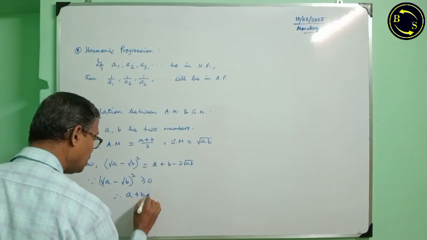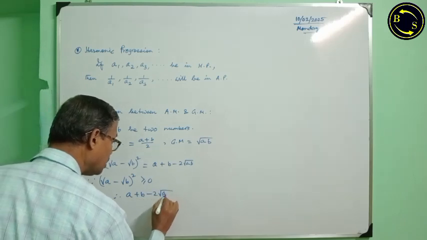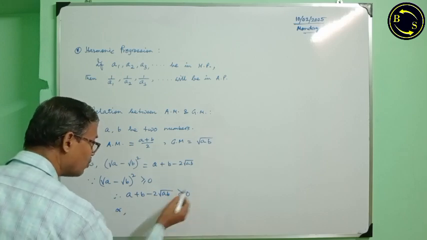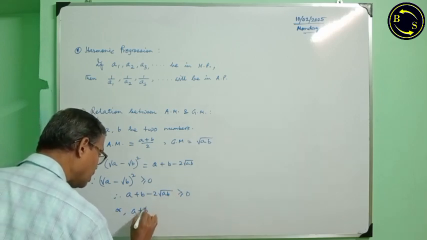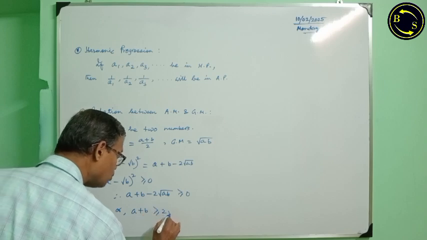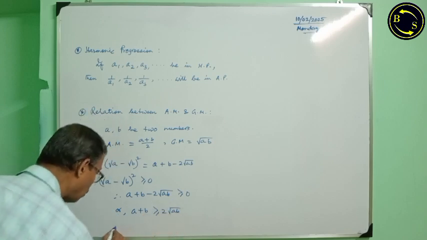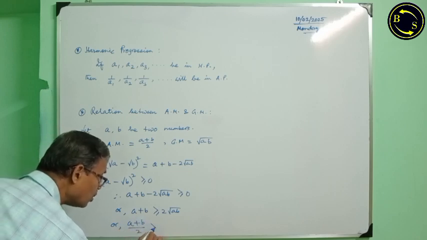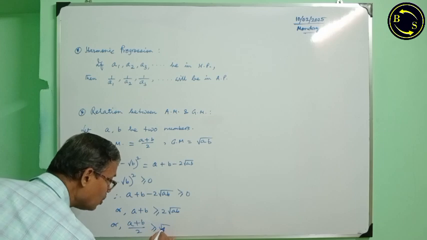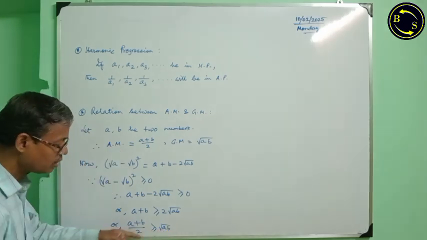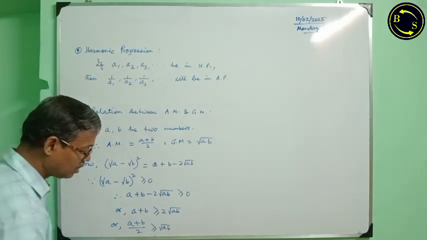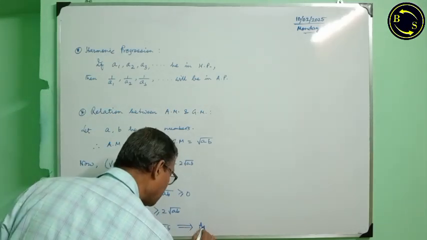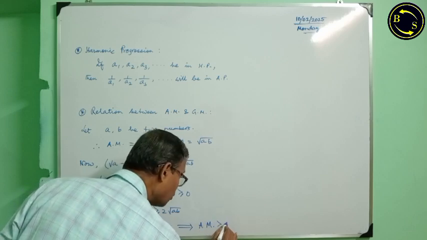A plus B minus 2 root AB is greater than or equal to 0, or I take it on the right: A plus B is greater than or equal to 2 root AB, or (A plus B) by 2 is greater than or equal to root AB, and this is AP and this is GP. From this, arithmetic mean AM is greater than or equal to GM.